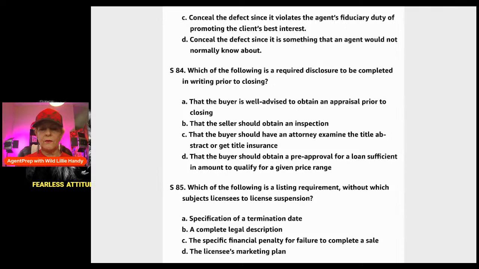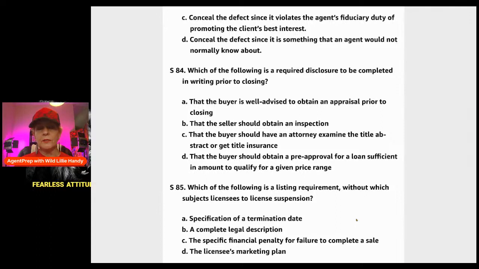Which of the following is a listing requirement? All right, so far we've got A from Lisbeth. And yes, the answer is A. Specification of a termination date.